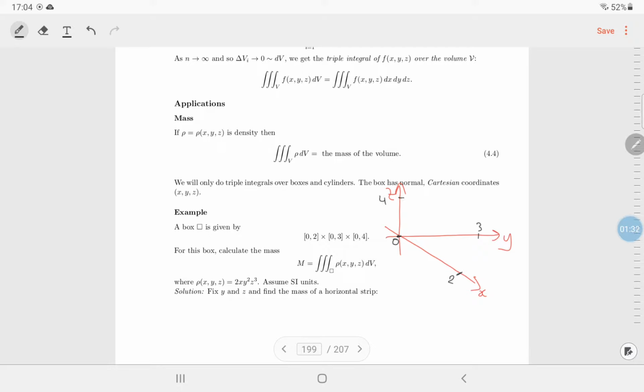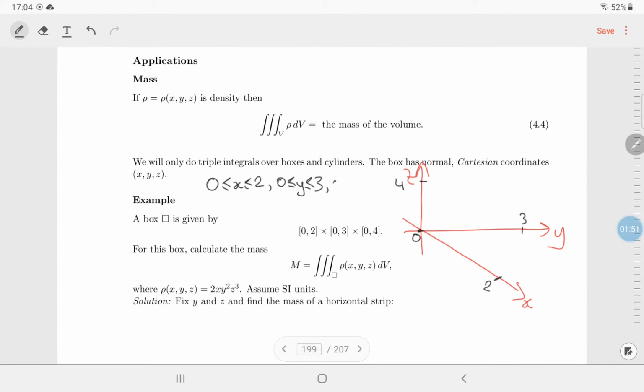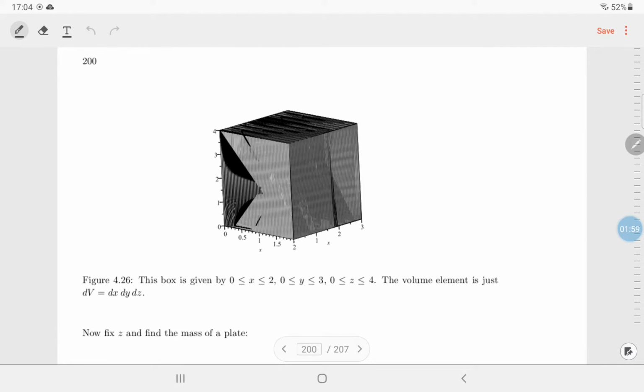4. So basically that means all points where the x-coordinate is less than or equal to 2, the y-coordinate is less than or equal to 3, and the z-coordinate is less than or equal to 4. If you think about it, this will actually make up a three-dimensional box, which I wonder if I have a picture of on the next page.